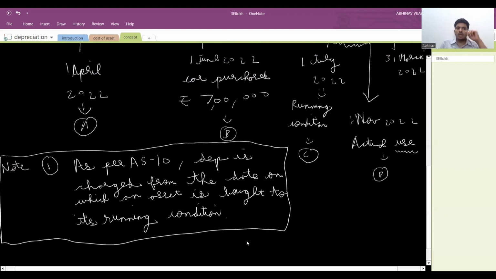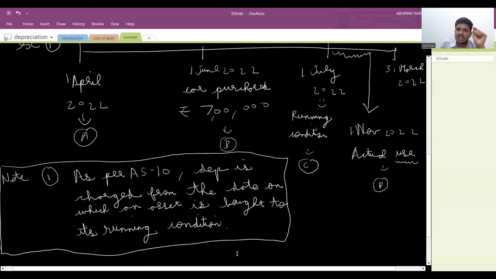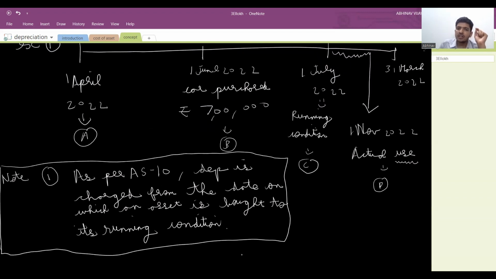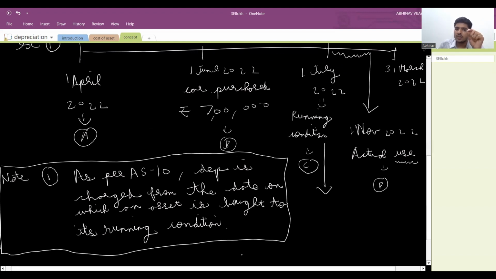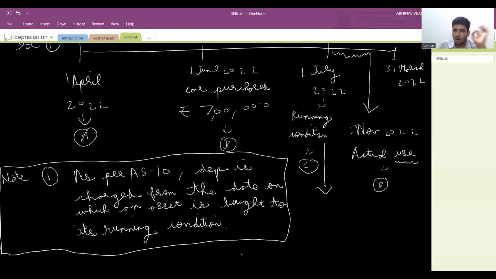Now, this AS 10 clearly says the depreciation will be charged from this date. That is, from the date the asset is brought into running condition or put to use. Now wait.